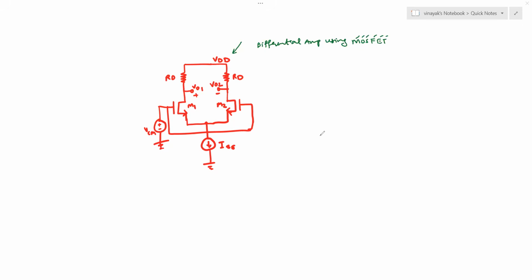And on your screen, you see a circuit of a differential amplifier using MOSFETs, or simply FETs. In our previous modules, we analyzed the differential pair of BJTs, that is, the bipolar junction transistors. And this time we are going to see the analysis for this circuit.